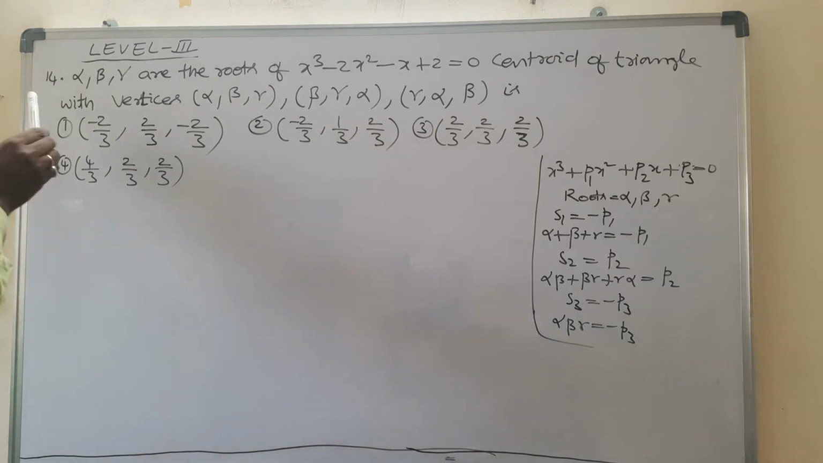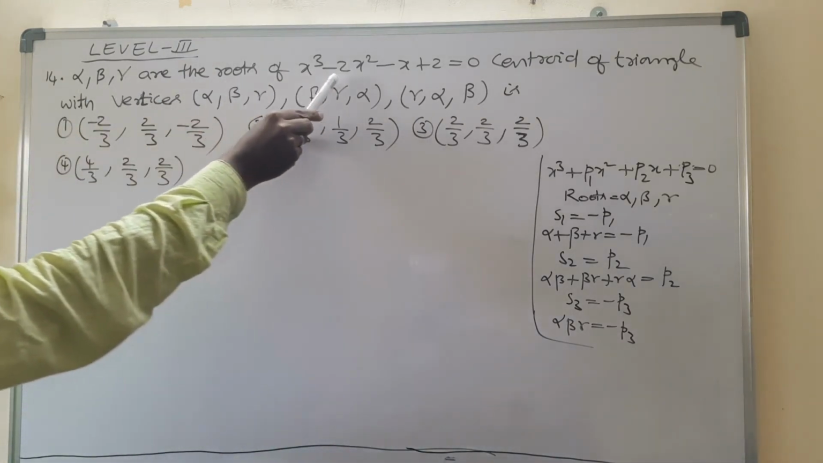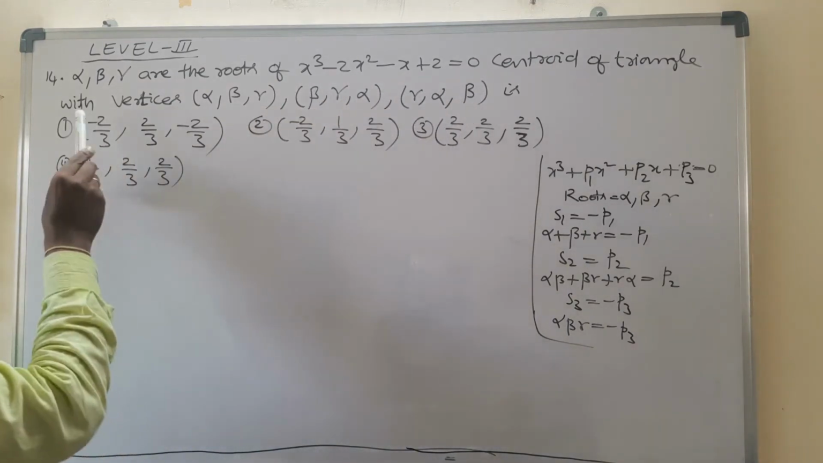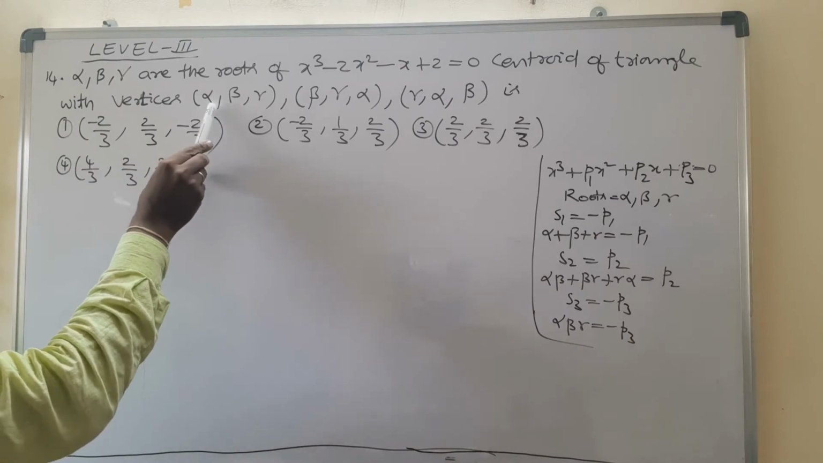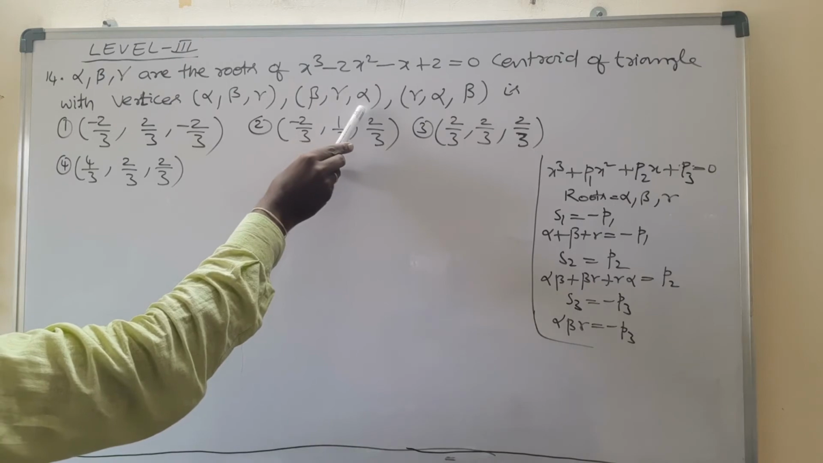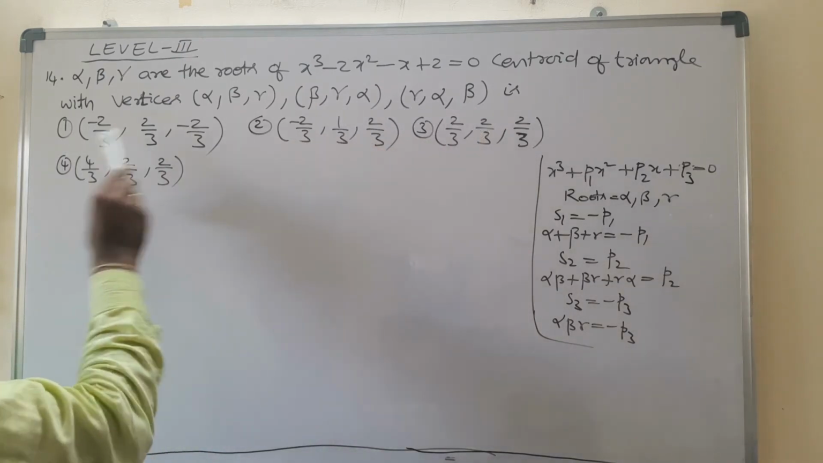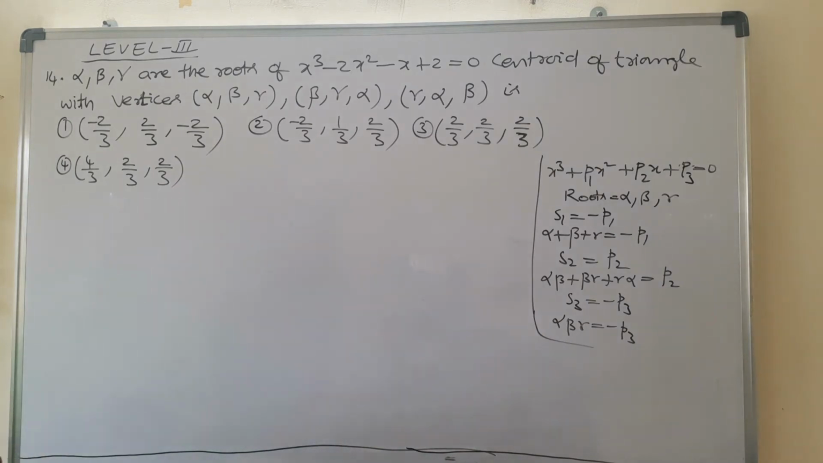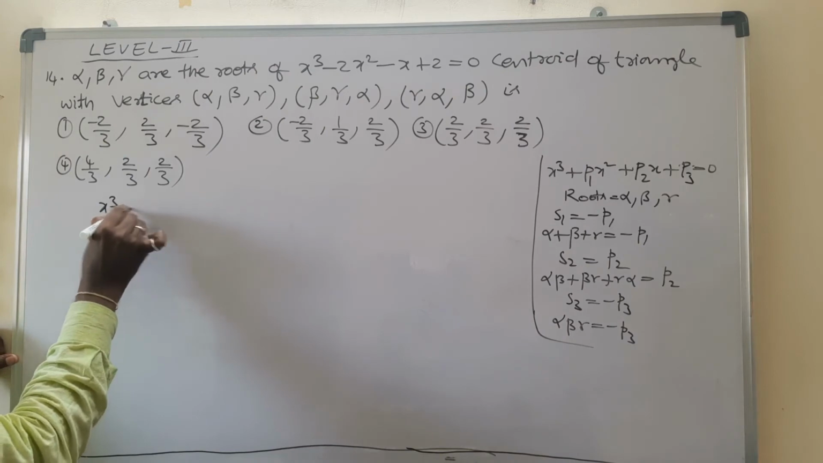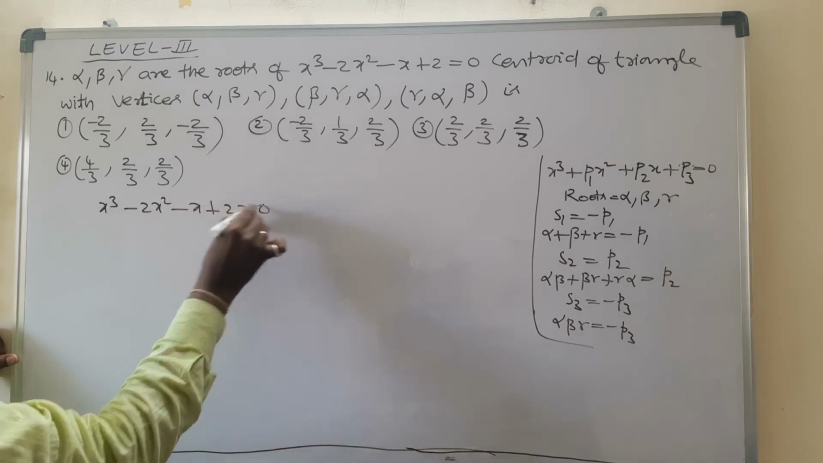Question number 14. Alpha, beta, gamma are the roots of x cubed minus 2x squared minus x plus 2 equal to 0. The centroid of the triangle with vertices (alpha, beta, gamma), (beta, gamma, alpha), (gamma, alpha, beta) is given. Here the four options are given. This is the cubic equation x cubed minus 2x squared minus x plus 2 equal to 0.